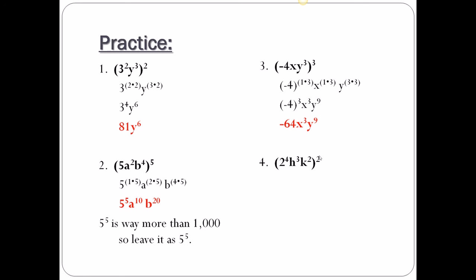We're going to give everybody a power of 2. That's right. 2 to the 4th gets a power of 2. H to the 3rd gets a power of 2. K to the 2nd gets a power of 2. And you'll end up with 2 to the 8th, H to the 6th, K to the 4th.